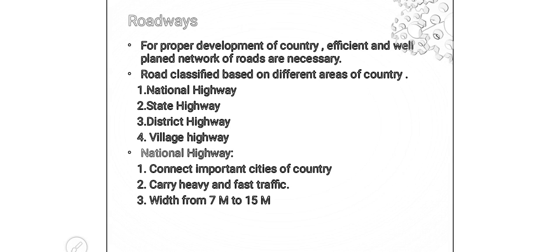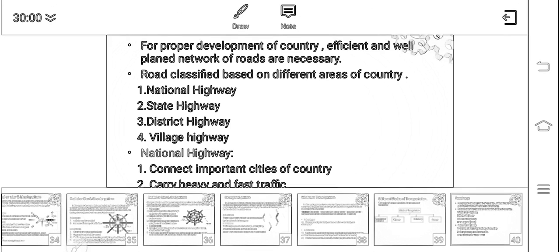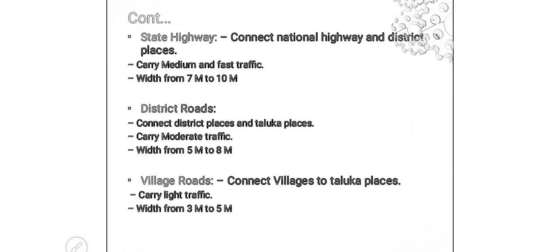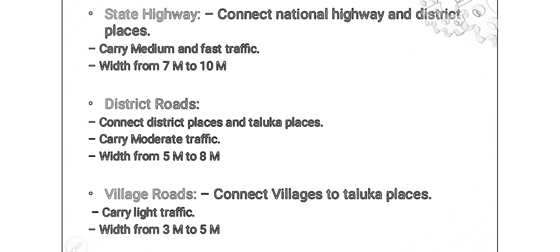National highways connect important cities of the country, carry heavy and faster traffic, width from 7 meter to 15 meter. The speed could be maximum as per the IRC specification, 100 to 120 kilometers per hour. Whereas state highways connect the national highways and district places, carry medium and fast traffic, width from 7 meter to 10 meter. Here also the speed specification is the same as national highway, 100 to 120 kilometers per hour.